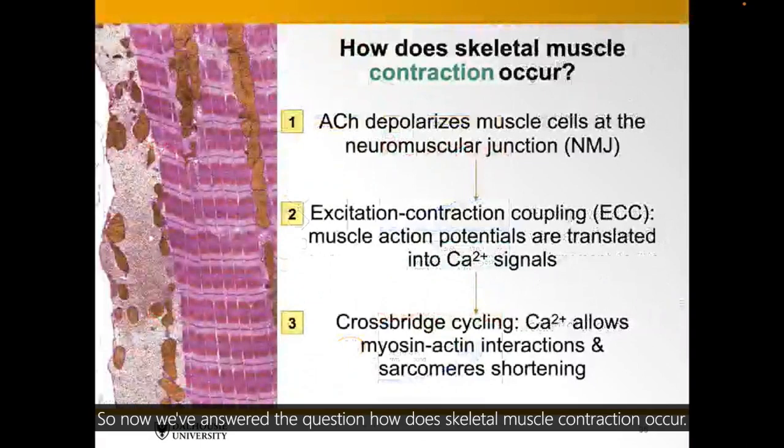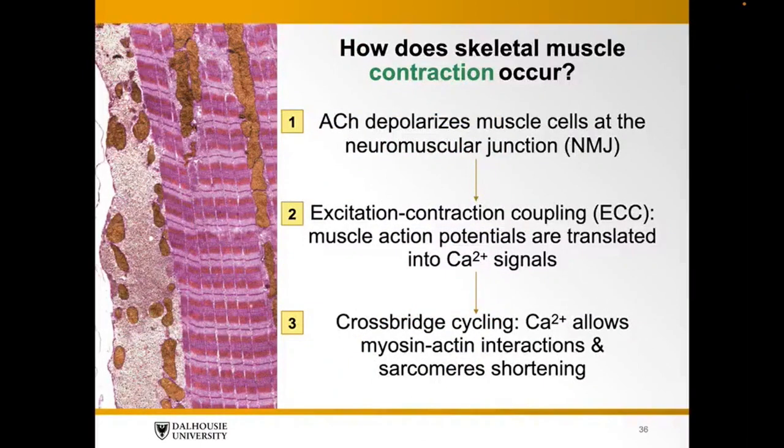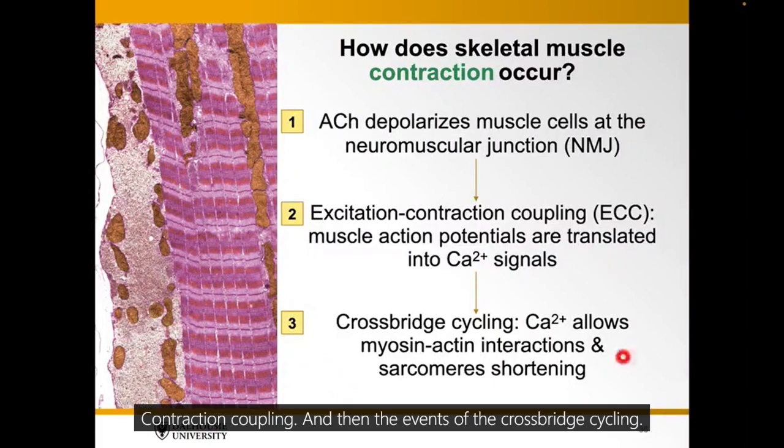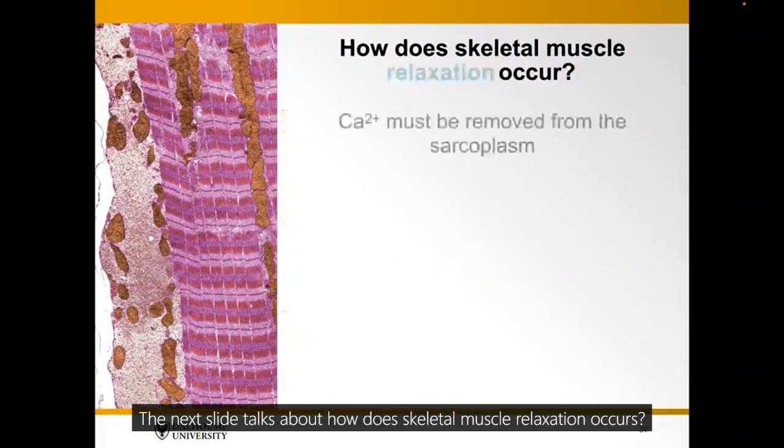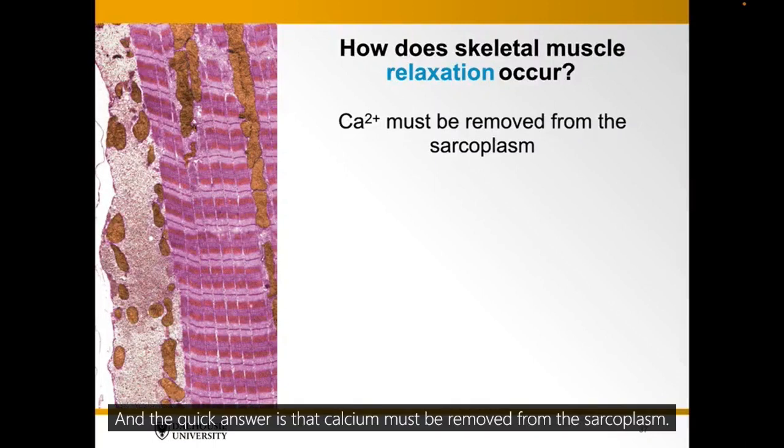So we've now answered the question, how does skeletal muscle contraction occur? And we have these three steps. First, the events at the neuromuscular junction, then the events of excitation-contraction coupling, and then the events of the cross-bridge cycling. The next slide talks about how skeletal muscle relaxation occurs. And the quick answer is that calcium must be removed from the sarcoplasm.